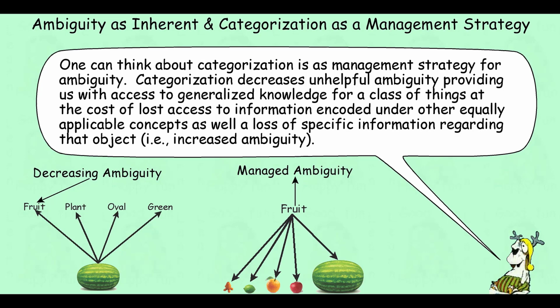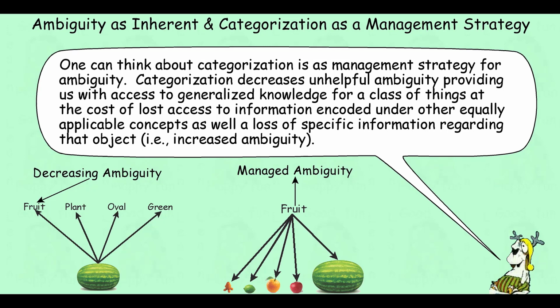Categorization decreases unhelpful ambiguity, providing us with access to generalized knowledge for a class of things. And that's the benefit. That benefit, however, has a cost. Categorization causes the loss of immediate access to information encoded under other equally applicable concepts, as well as a loss of specific information with regard to that specific object. So we have an increase in intraconceptual ambiguity, and we also seal ourselves off from other information conduits, other categorizations that can serve as portholes through which we can access other potentially useful information about the object differently categorized.